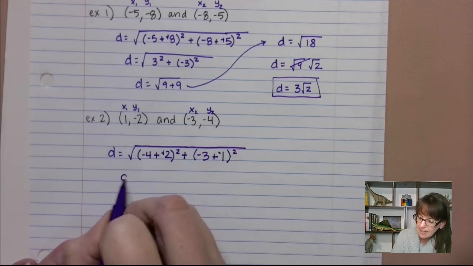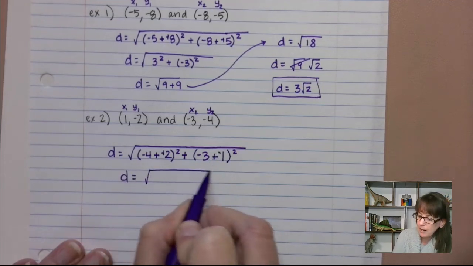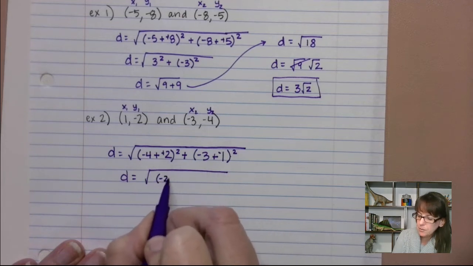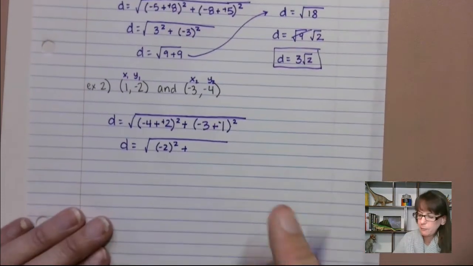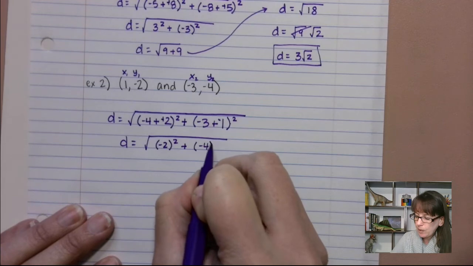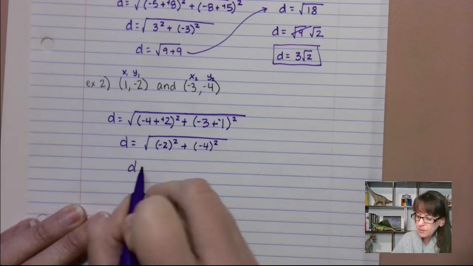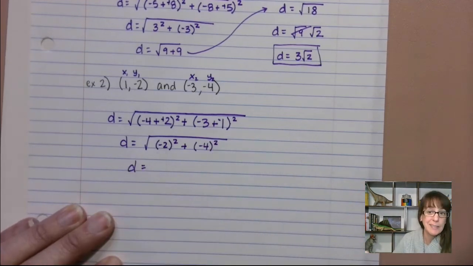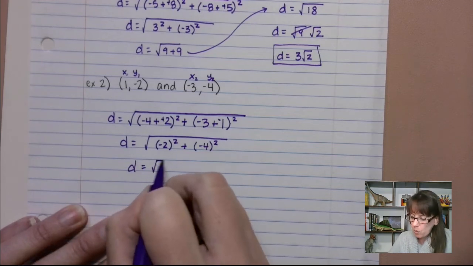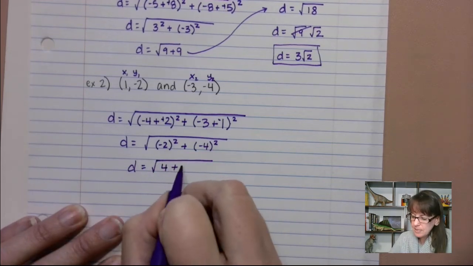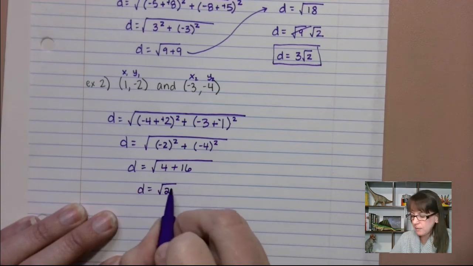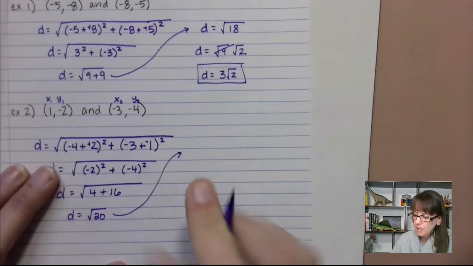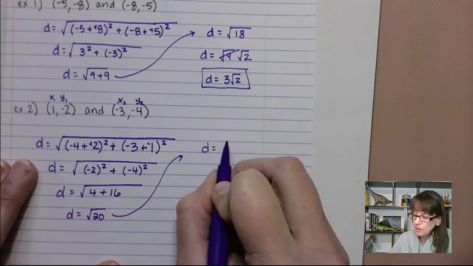So in this case, I get d equals the square root of (-2) squared plus, and again, if you have that negative, you have to use those parentheses, otherwise you get something very different. And then (-4) squared. All right, so the quantity (-2) squared gives us 4. So 4 plus 16 gives us the square root of 20. I'm going to move this over here so we can see. So we have the distance equals the square root of 20.